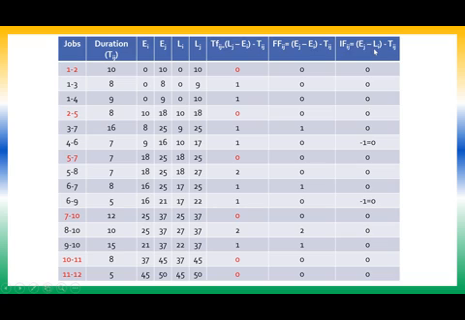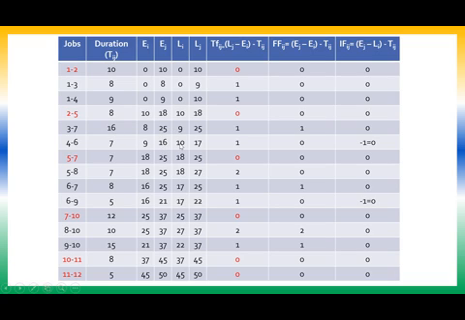Similarly, independent float has to be calculated. The formula for independent float is EJ minus LI minus TIJ. So it will be 10 minus 0 minus 10, 0. 8 minus 0 minus 8, 0. 9 minus 0 minus 9, 0. 18 minus 10 minus 8, 0. 25 minus 9 minus 16, 0.